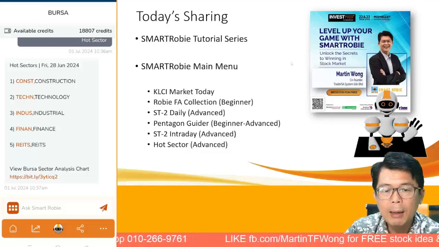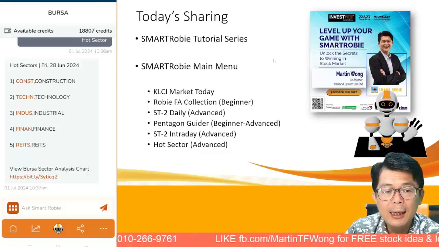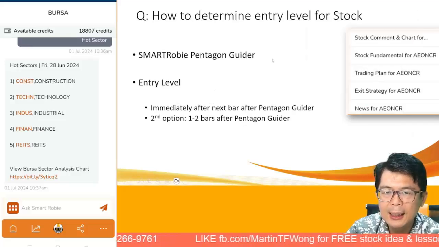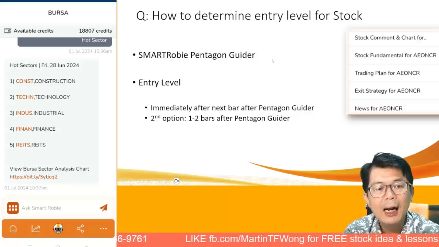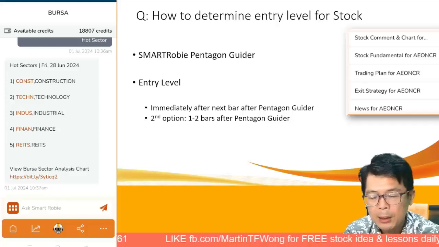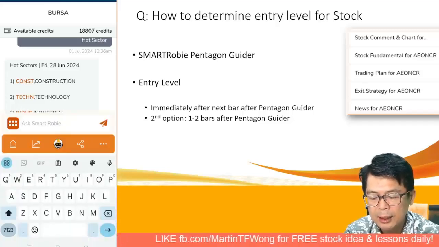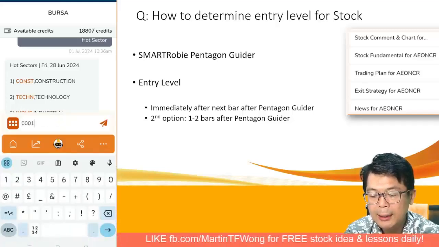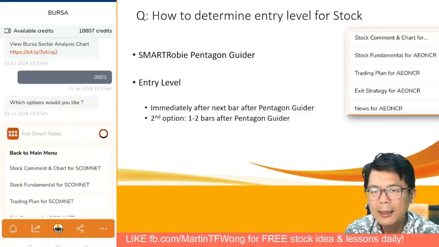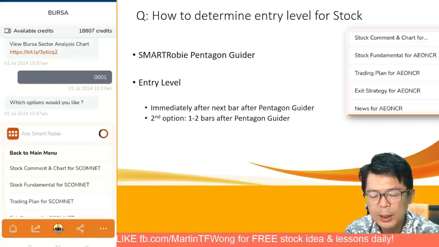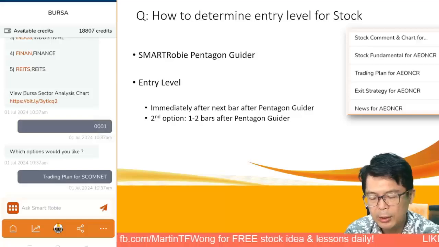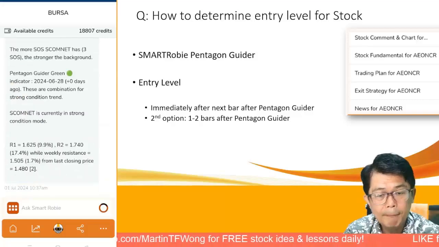Of course, those of you who want to extend your screening of the stocks and look at which is good. All right, so that pretty much covers in short the onboarding for the 6 menus that we see on the list in here. And the question that I've been getting is how to determine the entry level of a stock. So just now we were talking about SCOMNET, the number is 0001, hit that one, which is the stock code. Let's see what kind of level is in here, and you want to check out the trading plan too, to see what it is saying. So the trading plan for Super COMNET.